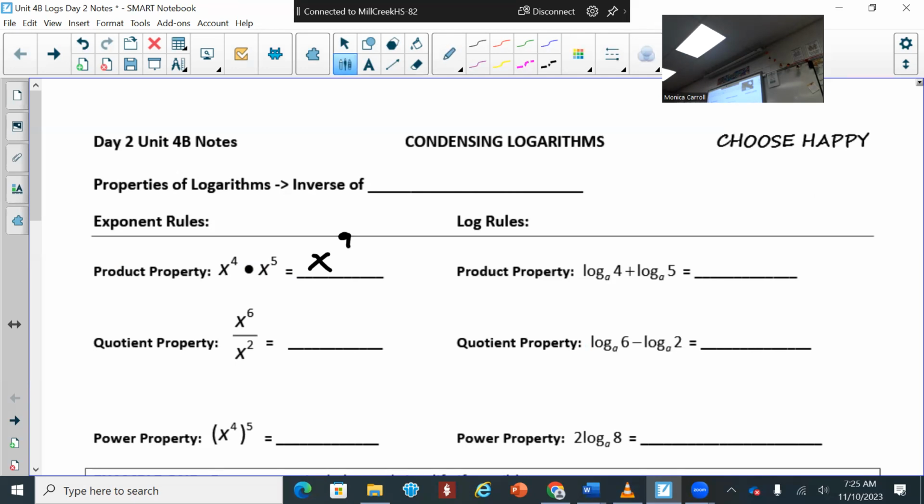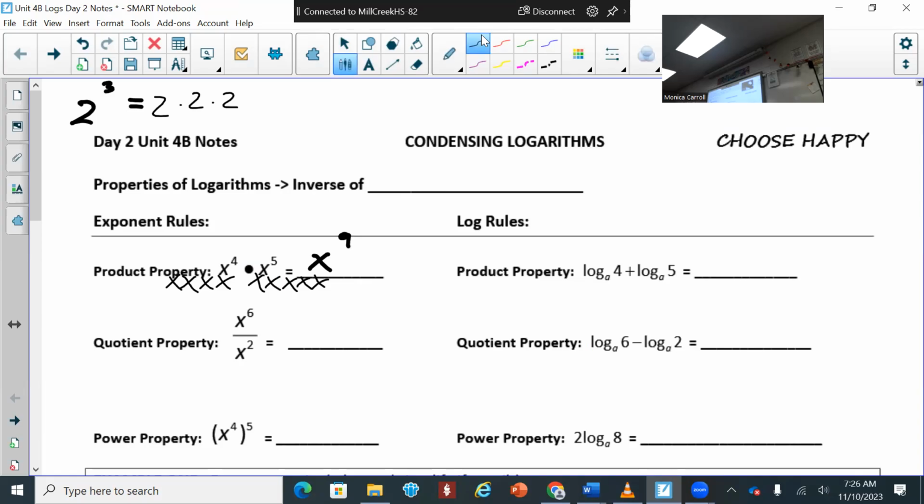When I say 2 to the third power, what am I really saying? Three 2's being multiplied together. 2 times 2 times 2. That's what 2 to the third means. So if I have x to the fourth, that's 4 x's being multiplied together. If I have x to the fifth, that's 5 x's. 3, 4, 5. All together, that's 9 x's being multiplied together. That's why we're adding the exponents. That exponent tells you how many of those things are being multiplied together.